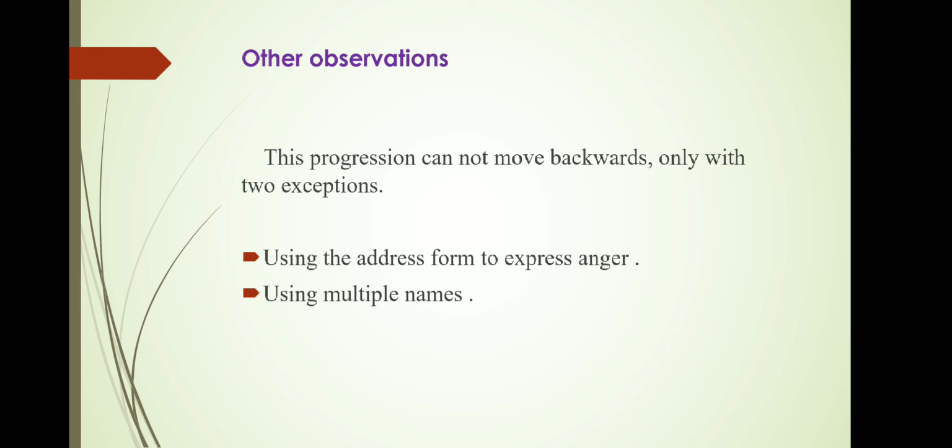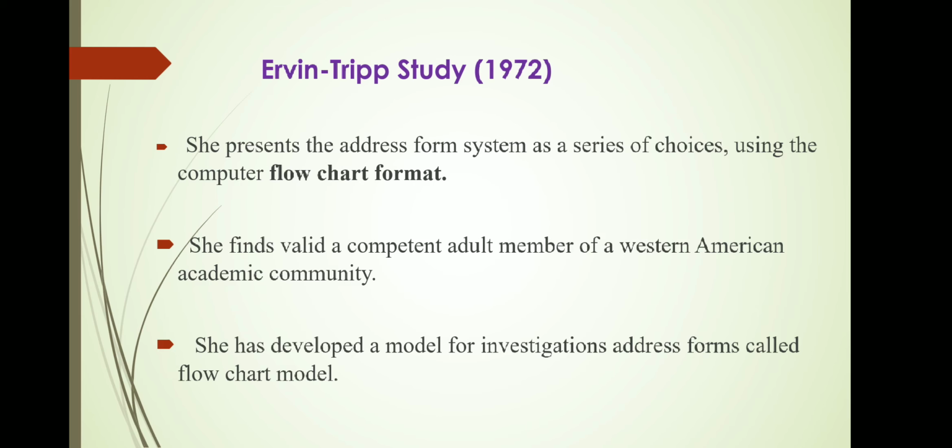Now we move to the study of Ervin-Tripp, 1972. She took a quite different approach to the study of American English address forms, the use of American English address. She presents the address form system as a series of choices using the computer flowchart format. She studies a competent adult member of a Western American academic community, and she has developed a model for investigating address forms called the flowchart model.